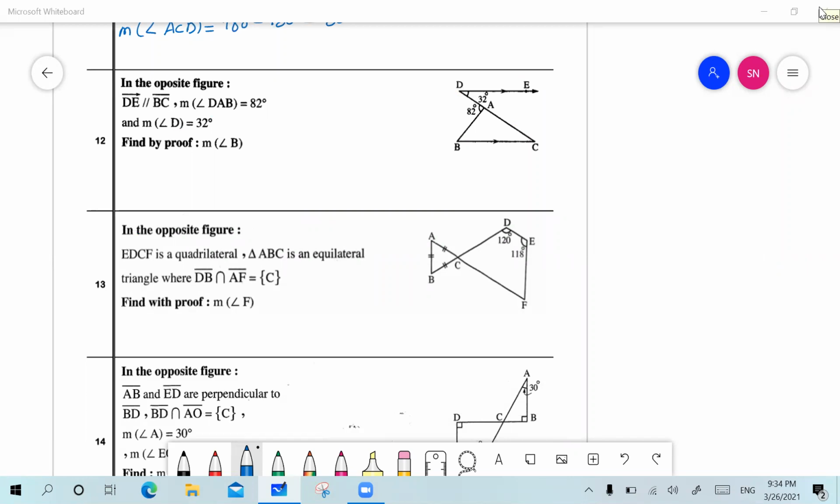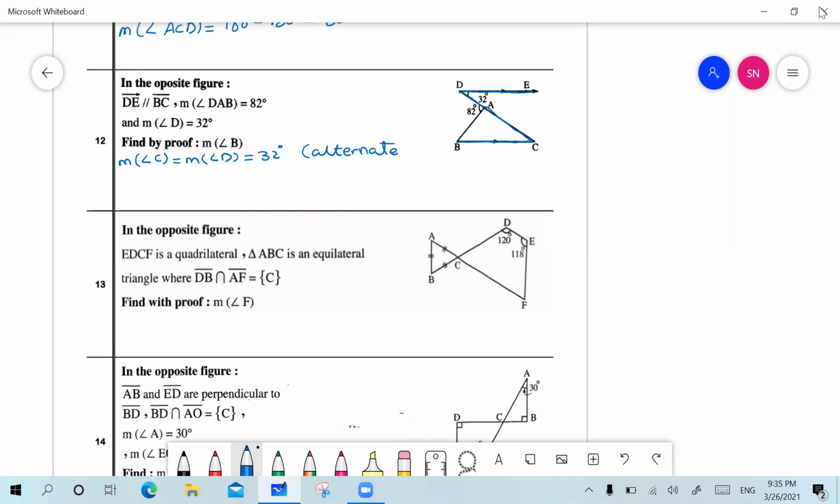To find measure of angle B, we're going to find the other angles of the triangle first. So first of all, because those two lines are parallel lines, and then you use DC as a transversal. This means the measure of angle C is equal to measure of angle D, equal to 32 degrees, عشان هما alternate angles. صح كده؟ Yes.